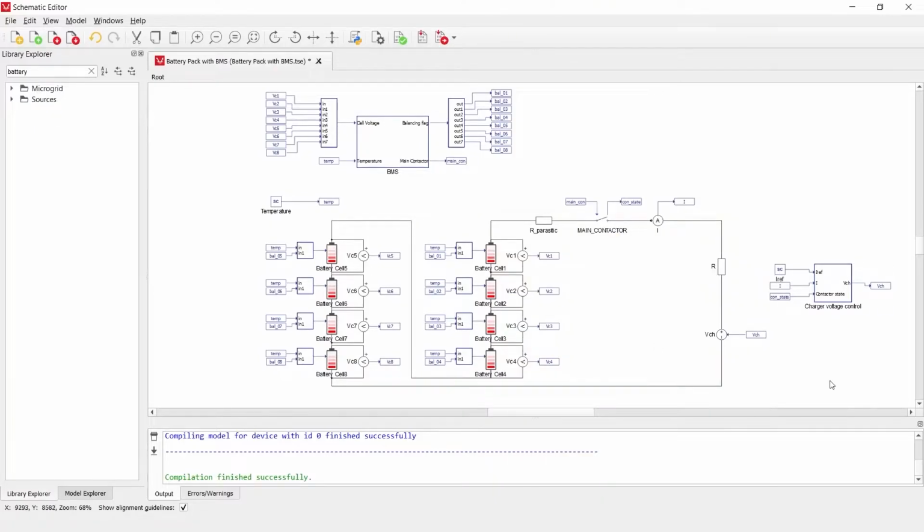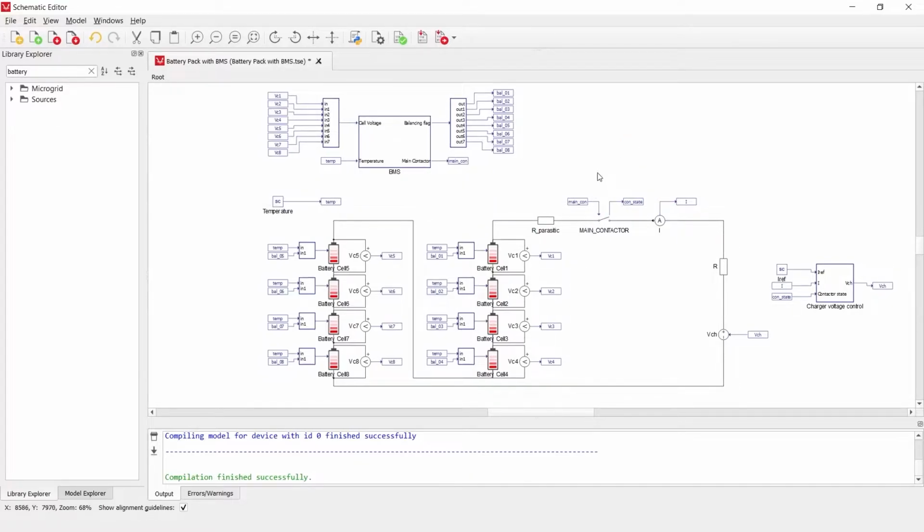The load that is now represented only as a voltage source connected with the resistor is completely definable by the user. For example, the load can also be the inverter connected with the machine or a converter connected with the grid. So the rest of the circuit from the main contactor to the right is completely defined by the user. This is only an example.